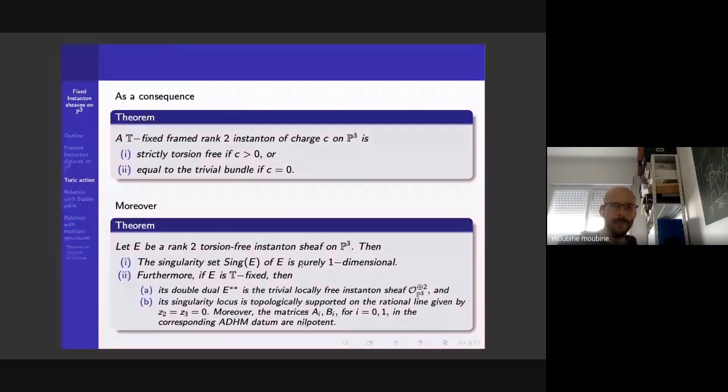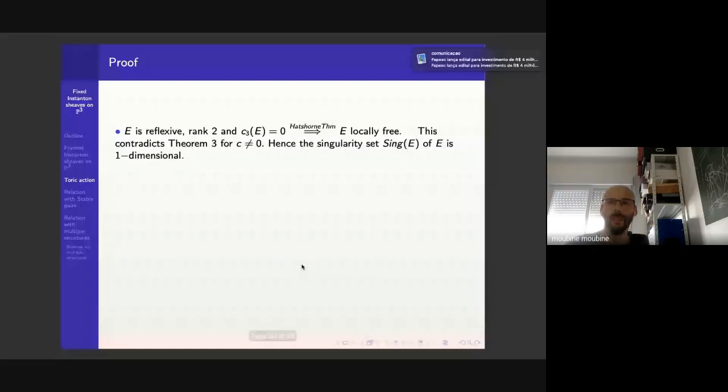So the proof is based on the fact that E is reflexive, rank 2, and C3 equals 0.